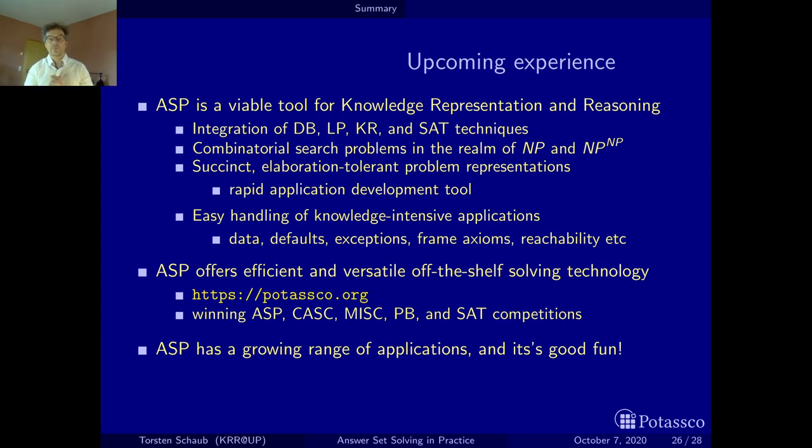Okay, then finally, ASP offers you tools, toys to play with. I know, boys and toys. But anyway, it offers you an efficient and versatile off-the-shelf technology, off-the-shelf because you can just download it, you can look at the source code and so on, to play with it. And we have bundled more or less our tools and our knowledge about this, links to other people's tools and tutorials, all at potassco.org, which I mentioned I think already a lot in the organization section.